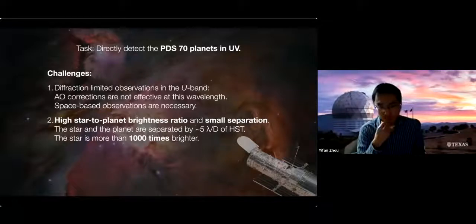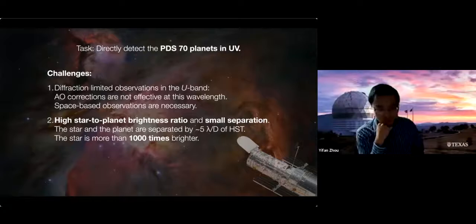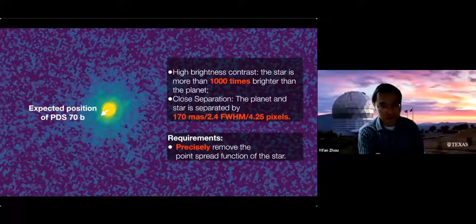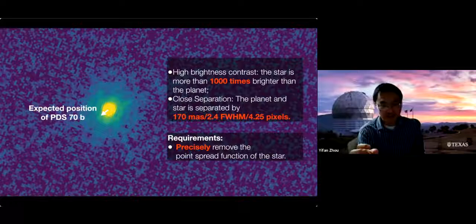But we also noticed the challenges coming from the high contrast. I'll explain this with the image of PDS 70 taken with Hubble. If we convert the separation between the planet and the star, the separation is less than 200 milliarcseconds, which is less than 5 pixels. Notice also that the brightness contrast between the star and the planet is huge. It's more than 1,000 times.